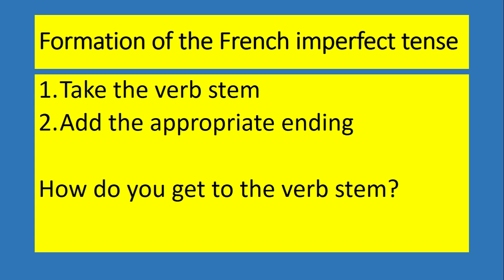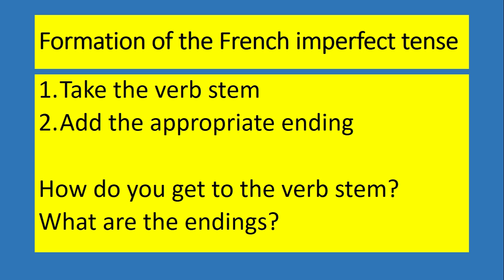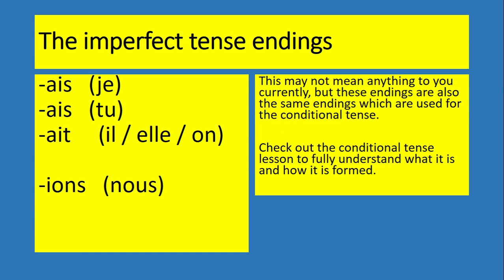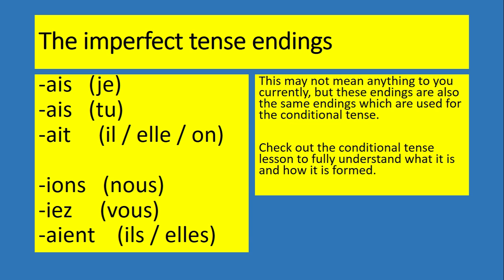Easy. But the complication is, how do you get to the verb stem and what are the endings? Well, first of all, let's look at the endings. The endings are very, very easy if you already understand the conditional tense. The conditional tense is the would tense. They're exactly the same, these endings. AIS, AIS, AIT, IONS, IEZ, AIENT. So if you know these endings, you pretty much have two verb tenses for the price of one.